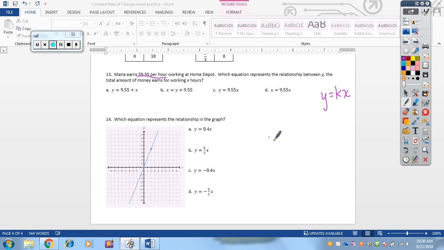And number 14, you are also looking for k. So pick a nice, easy to read, and it looks like they gave you a dot right here. A nice, easy to read k and x, or I'm sorry, y and x. Just make sure that you don't flip-flop the x and the y.